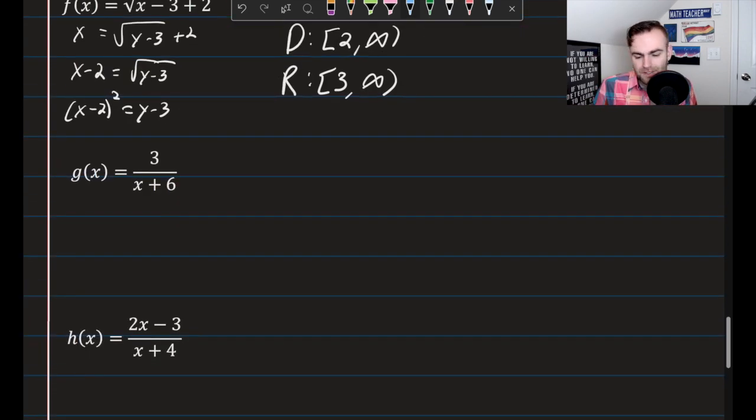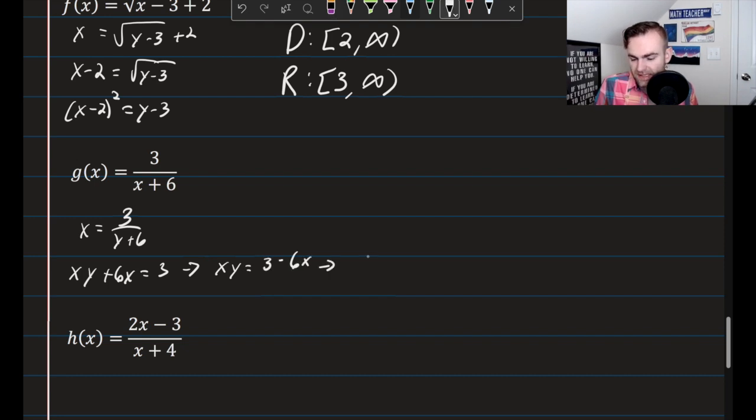Fractions, always love fractions. So let's try this one. We get x is equal to 3 over y plus 6. So x, y plus 6x is equal to 3, which means that xy is equal to 3 take away 6x, which means that f inverse of x is equal to 3 take away 6x over x.